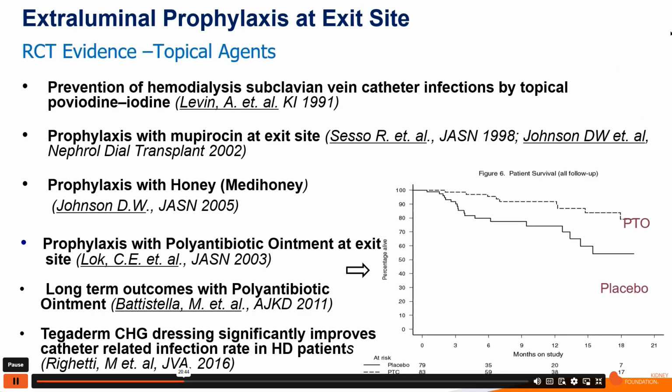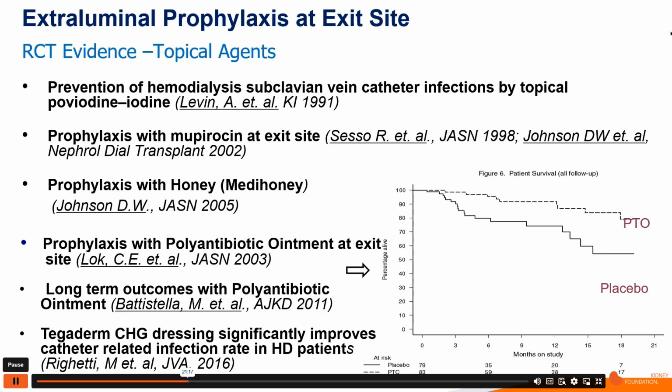So what can we use? There are randomized controlled trials looking at topical agents. The first clinical trial that was done was by Adair Levin, who used povidone iodine at the exit site of subclavian catheters and demonstrated that it reduced exit site infections and bloodstream infections. There was then a study looking at mupirocin versus placebo by a number of authors that showed a reduction in bacteremia, but it also showed that it could actually eat away into the catheter material.